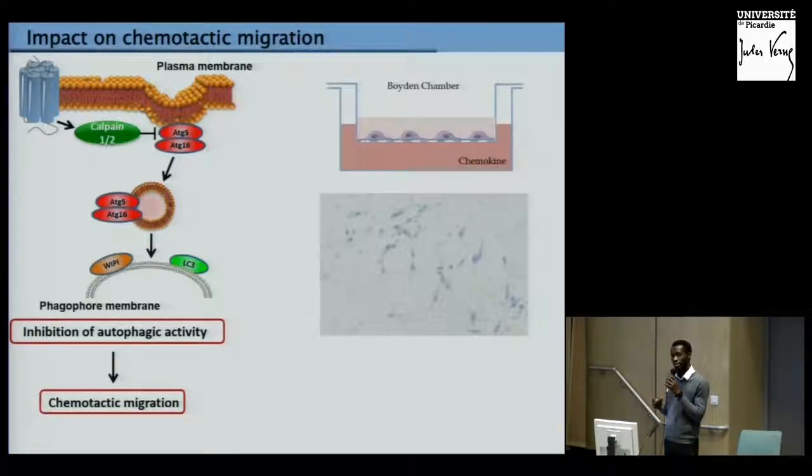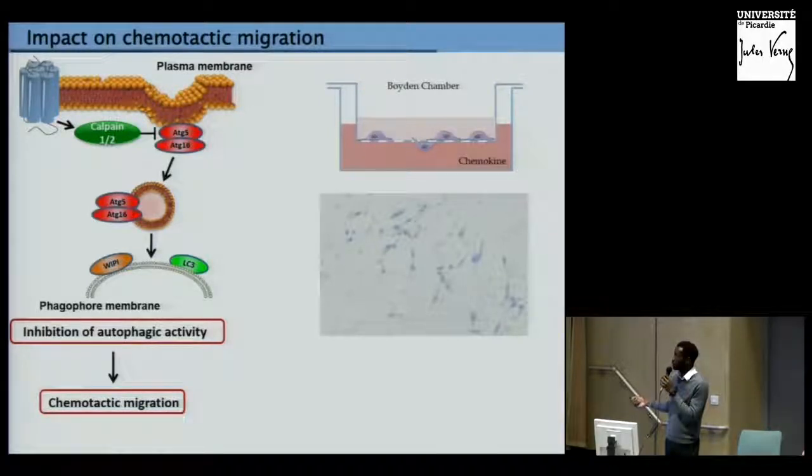So to put these results back into the context of chemotactic migration, we wanted to know how this modulation of autophagy might affect a cell's ability to migrate. To assess migration, we use a transwell Boyden chamber, in which cells are placed in a top chamber, separated from a bottom chamber by a porous membrane, and in the bottom chamber, we place the chemokine. This creates a gradient which drives the migration of the cells to the other side.